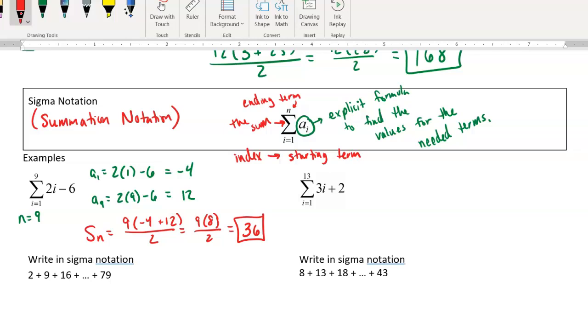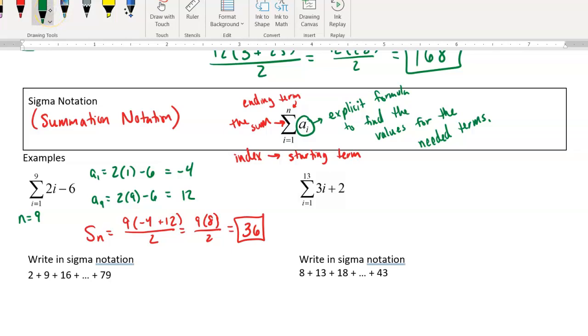All right, I want you to pause this video and try this next one on your own, where we are finding the sum from the first term to the 13th term using the explicit formula 3i plus 2. So hit pause, and then click play when you're ready to check to see if you've done it correctly.